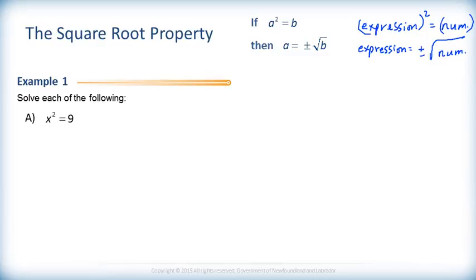Let's apply this to the first example. This question is really saying, what number squared equals 9? Well, right off the bat, you're probably thinking 3. 3 squared will give you 9, and that's true. So we have x equals the square root of 9, and that will give you x equals positive 3.